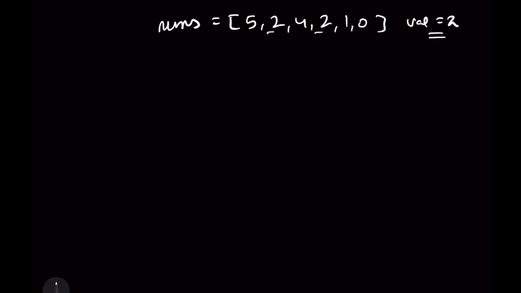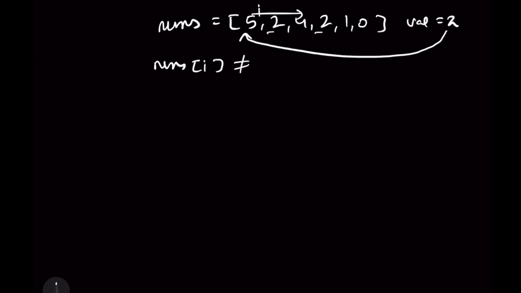What we can do here is compare this val value with each individual element and then do some calculation to find how many of these numbers are the same and how many are different. So if we have a loop going on here, this i, and nums of i is not equal to this value, then we will increase some counter. Let's call that counter k.